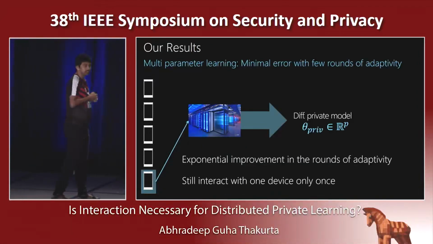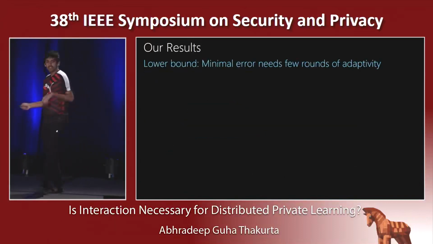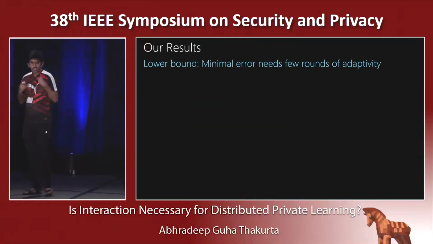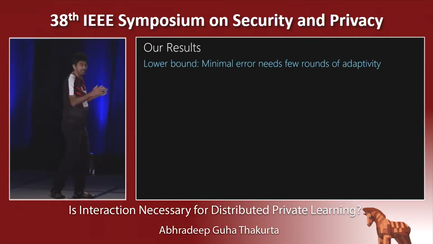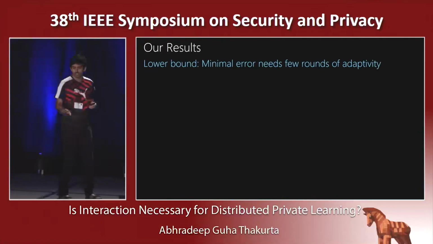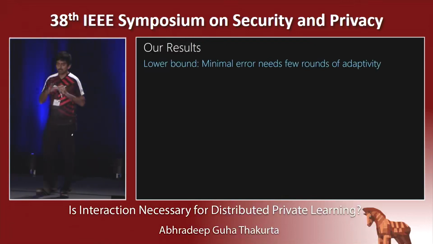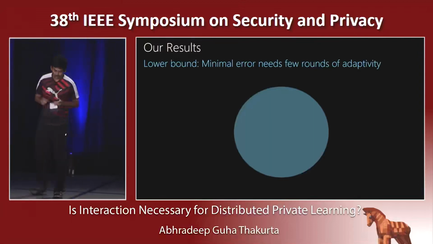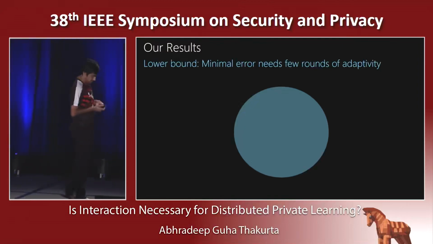So these are the good news, but let me end with a more pessimistic note. Let me give you the bad news. Our lower bounds show that if you try to achieve minimal error under local differential privacy, adaptivity is in some sense necessary. Let me try to give you in like 1 minute how the lower bound looks. I think in the paper, according to me, this is the most interesting part, or the most intuitive part of the paper. So suppose this circle represents the space of all models you want to learn, right?